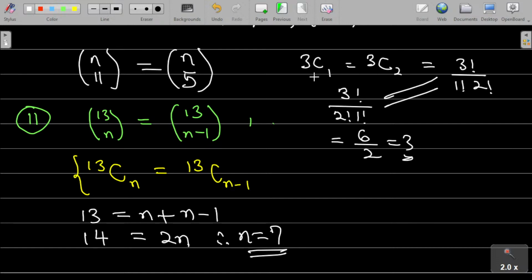So whenever you have a combination, it is whatever. Let's even say 25 combination maybe 3. This is going to be equal to 25 combination what?